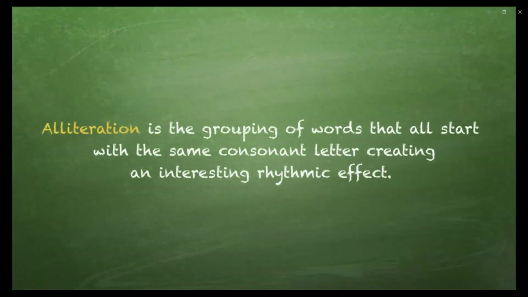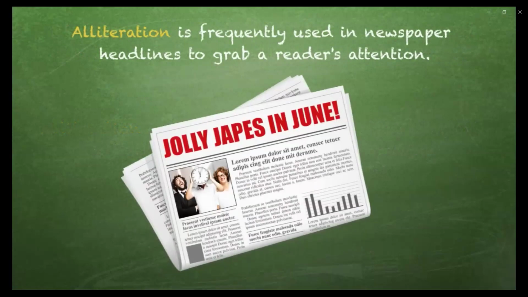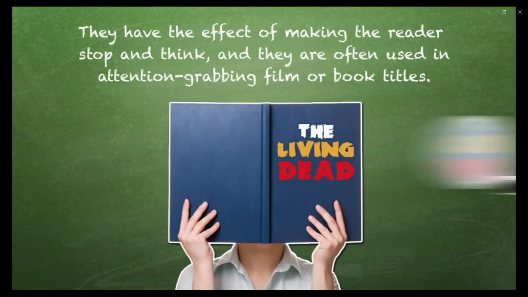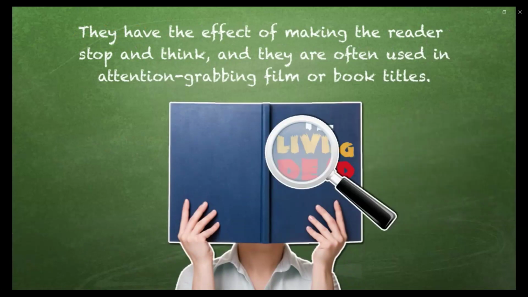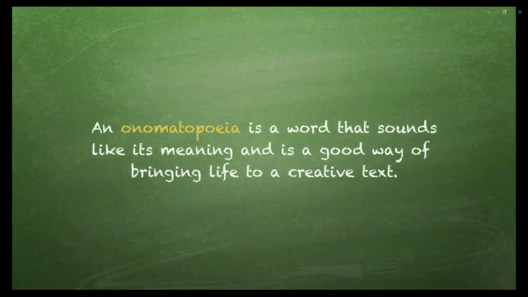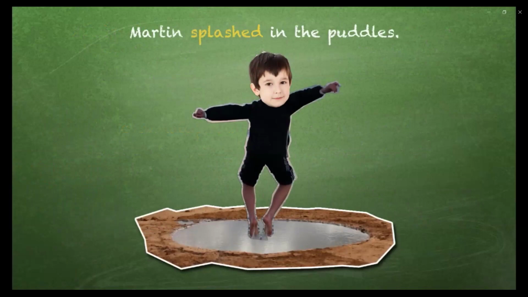Alliteration is the grouping of words that all start with the same consonant letter, creating an interesting rhythmic effect. Alliteration is frequently used in newspaper headlines to grab a reader's attention. Jolly japes in June. An oxymoron is when two contrasting words or ideas appear next to each other. They have the effect of making the reader stop and think, and they're often used in attention-grabbing film or book titles. An onomatopoeia is a word that sounds like its meaning, and is a good way of bringing life to a creative text. Martin splashed in the puddles.